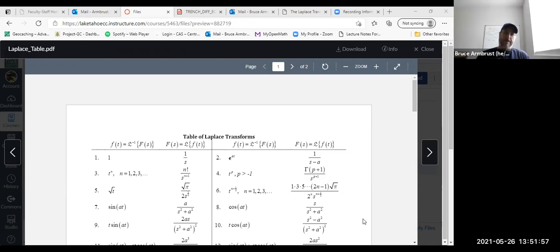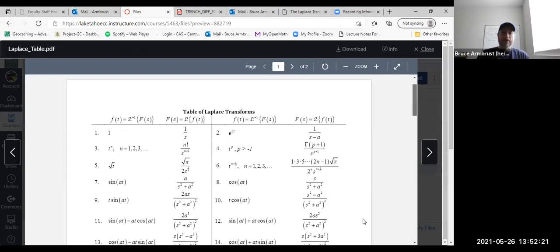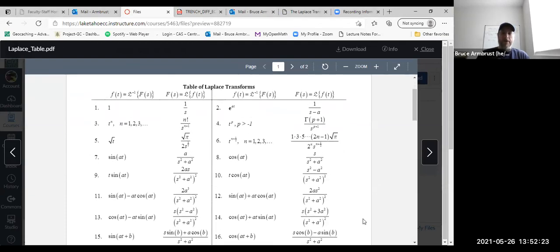This has already been done, right? Any function that you could think of trying to find a Laplace transform for has already been thought of and has already been done. So we're not going to reinvent the wheel, and we're just going to go ahead and use this. So here is a table that has all kinds of Laplace transforms.